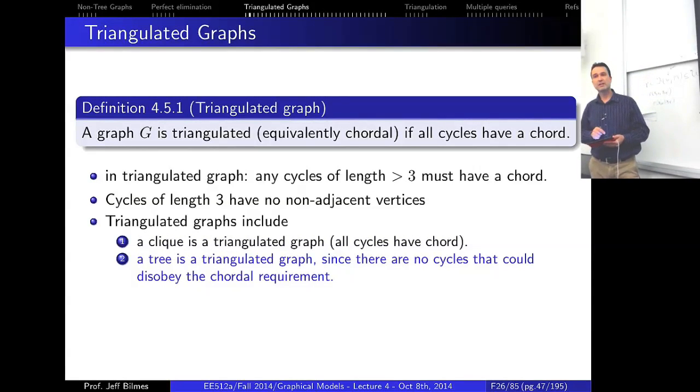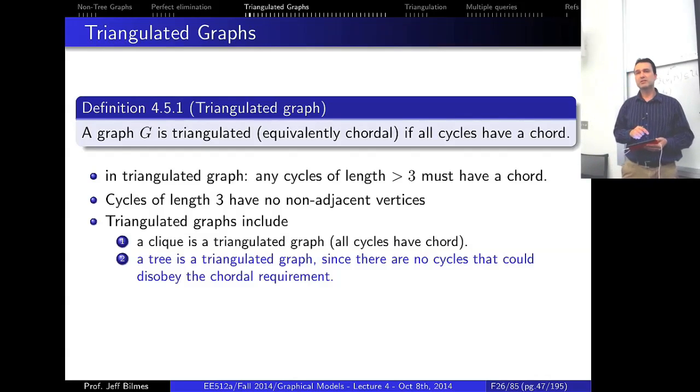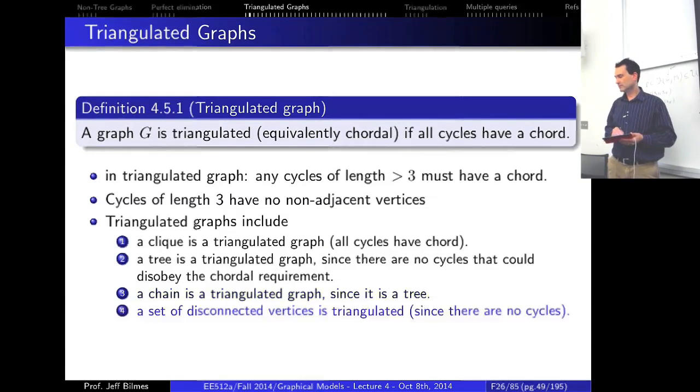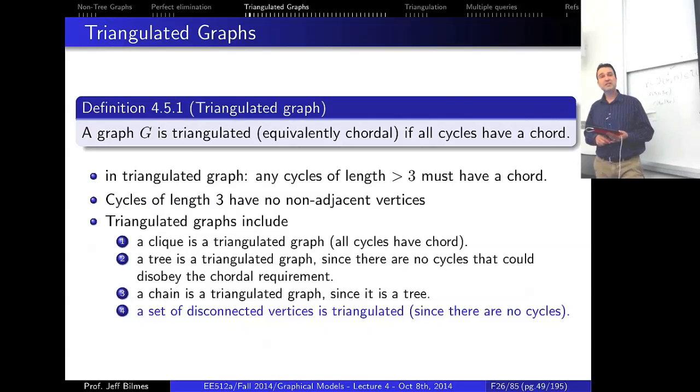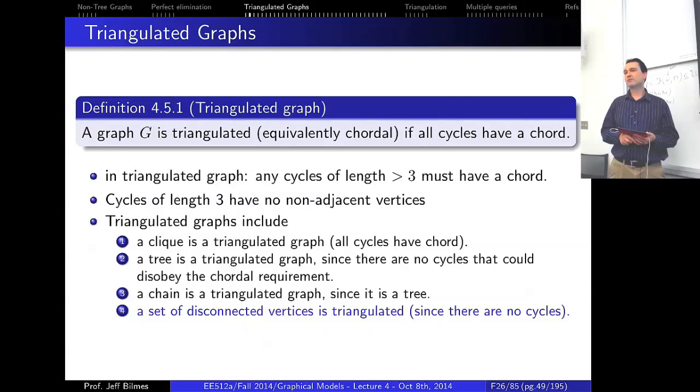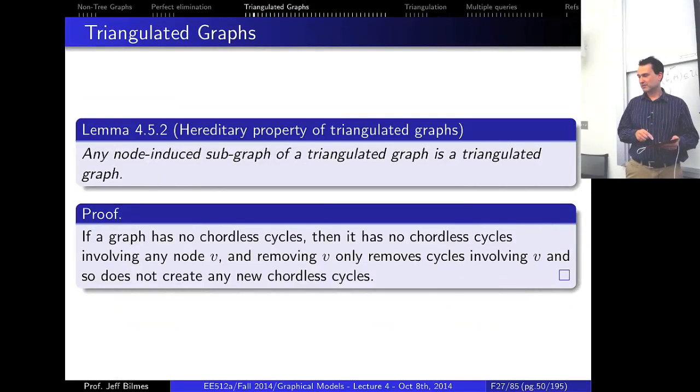So a tree is triangulated. Any tree is triangulated because there are no cycles. It's just a condition on cycles, but if there are no cycles, then the condition is satisfied. A chain is triangulated because it's a tree. So that means that a hidden Markov model is triangulated. Any set of disconnected vertices is triangulated. So if you have a bunch of independent random variables, the graph corresponding to that is a triangulated graph, since there are no edges. There are no cycles.